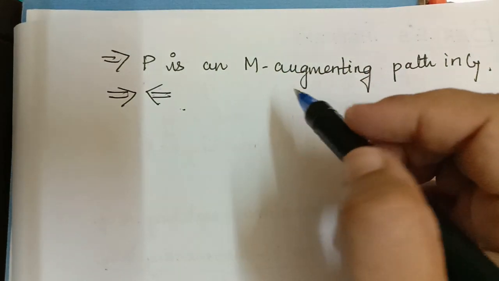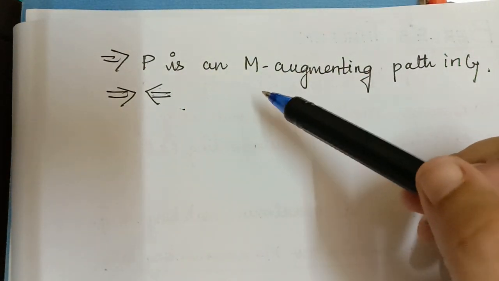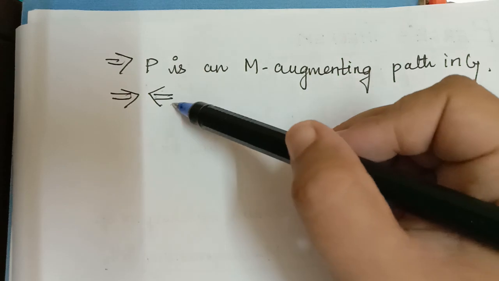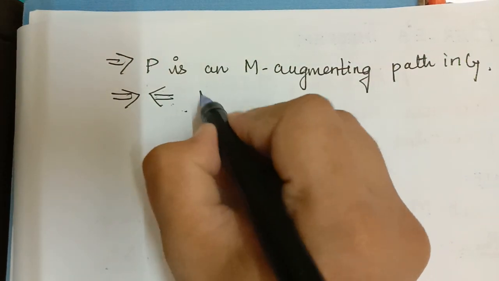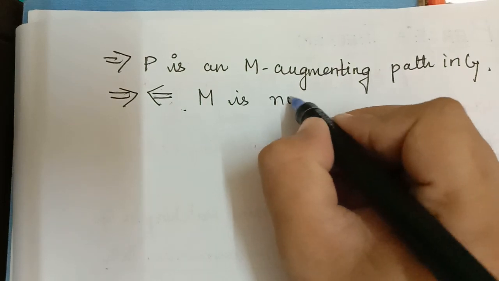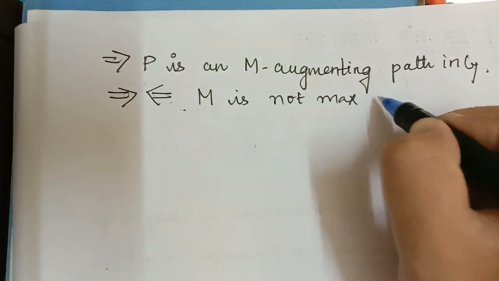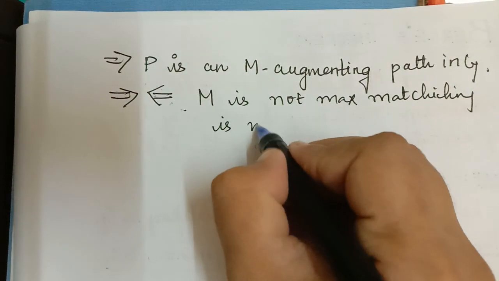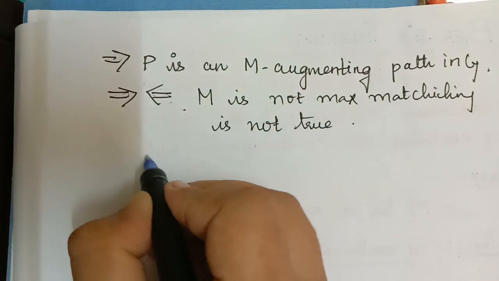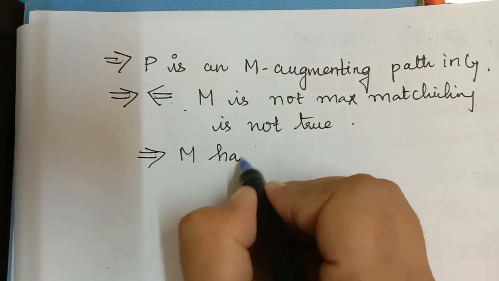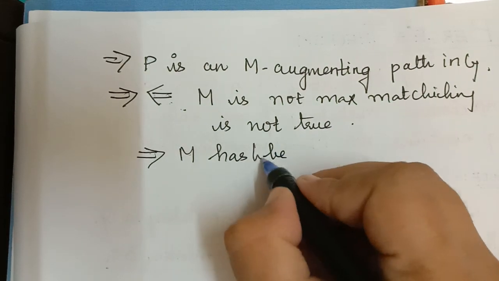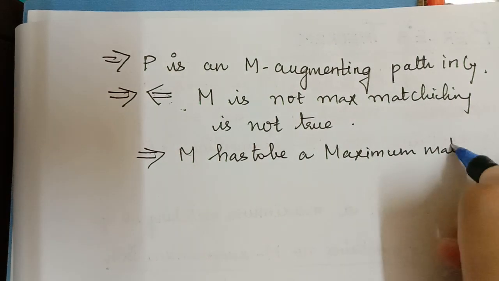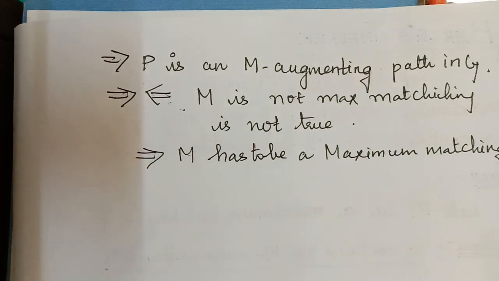The reason is we have assumed that G does not have an M augmenting path. So therefore this contradiction proves that our assumption that M is not a maximum matching is not true. So if this is not true, then M has to be a maximum matching. So therefore we have proved that M is a maximum matching.